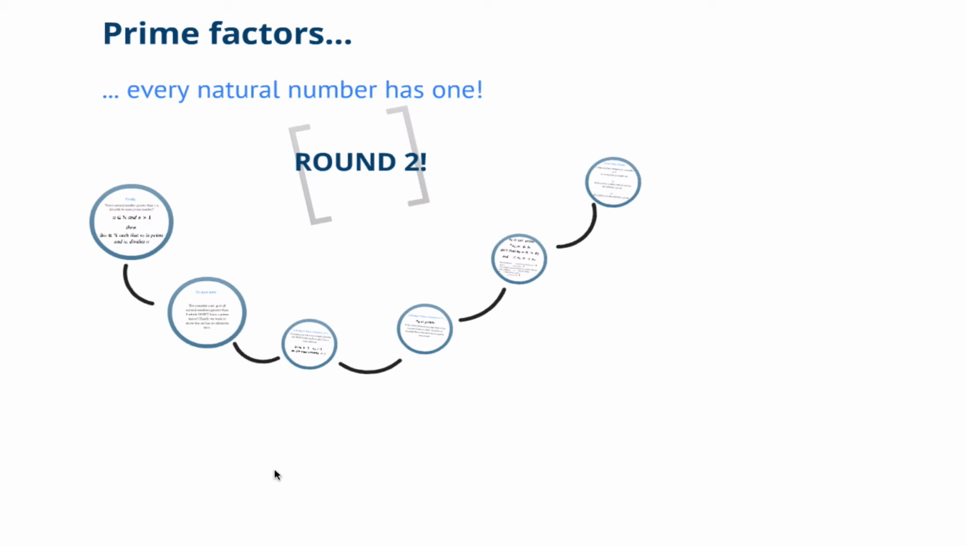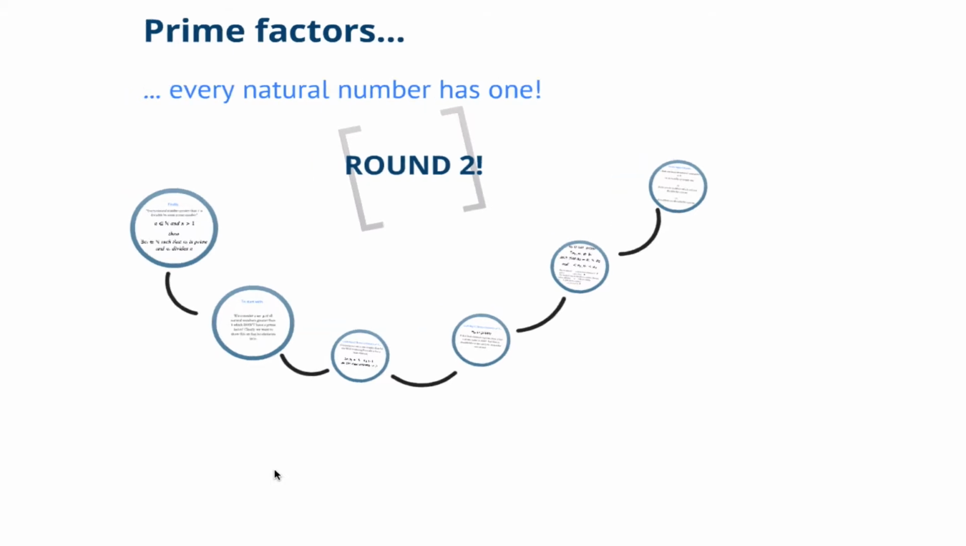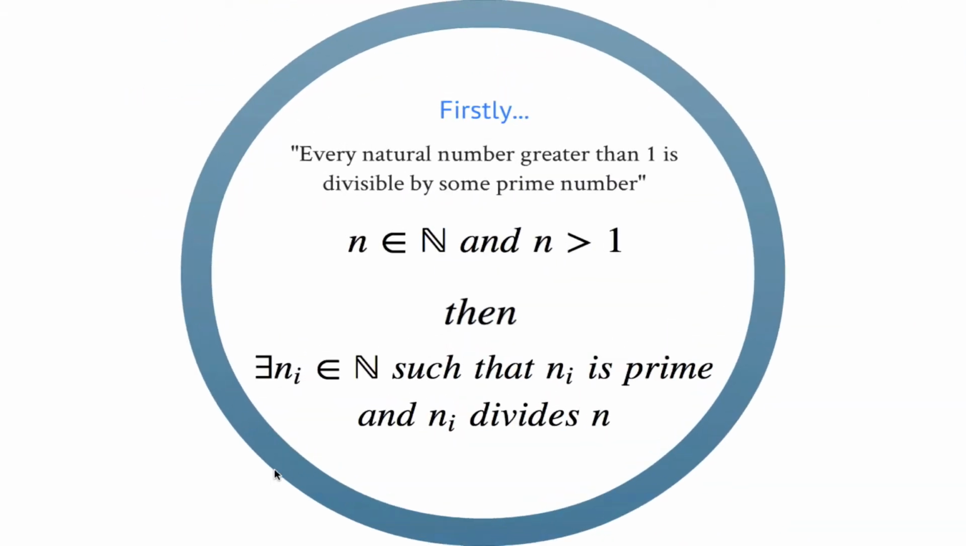In this screencast, I present another proof to the theorem that every natural number greater than 1 has a prime factor. So to start with, we state the theorem. Every natural number greater than 1 is divisible by some prime number. In more mathematical notation, if n, which is an element of the natural numbers, is greater than 1, then there exists n_i, which is an element of the natural numbers, such that n_i is prime and n_i divides n.